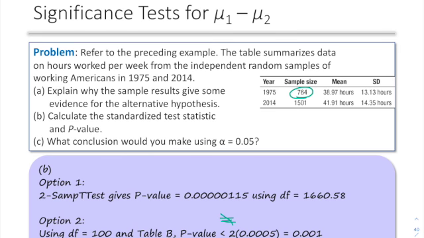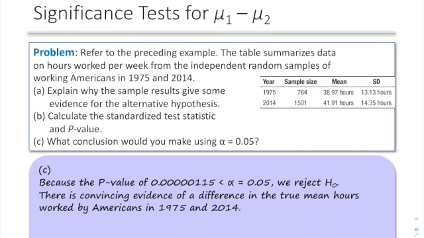If you are using your calculator, you're using the two-sample t-test, which gives us a p-value of 0.0000115, and degrees of freedom 1,660.58. Both of these are yielding a p-value that's essentially 0. Because the p-value of essentially 0 is less than alpha 0.05, we reject H0. There is convincing evidence of a difference in the true mean hours worked by Americans in 1975 and 2014.